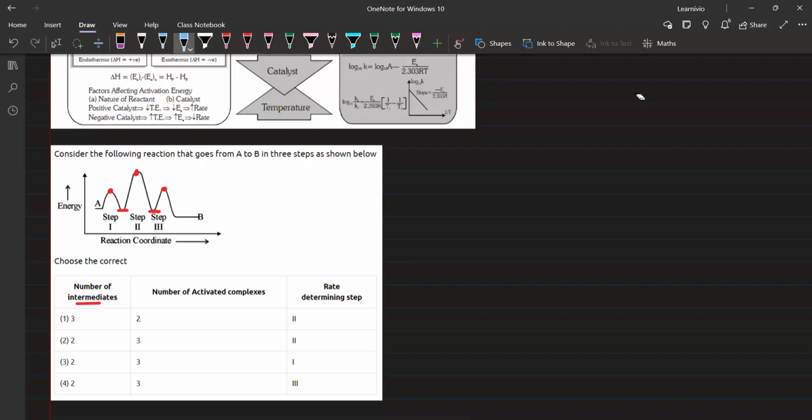The number of intermediates is equal to 2. Activated complex is equal to 3. And RDS, the rate determining step, is equal to step 2. So intermediates 2 is in options 2, 3, 4. And the activated complex is 3 in all of them. Step 2, so option number B.